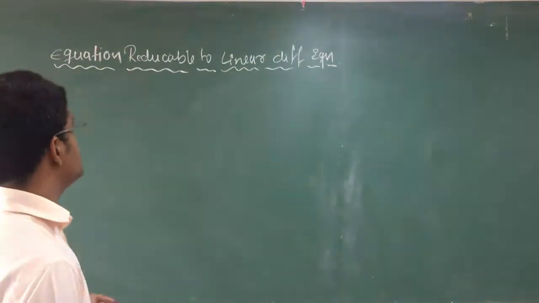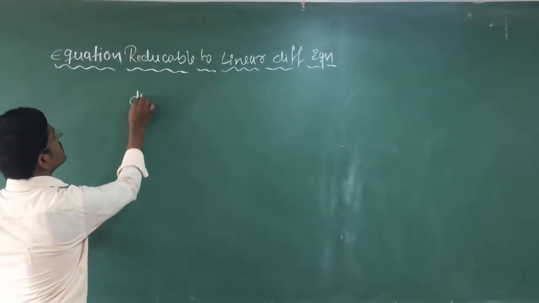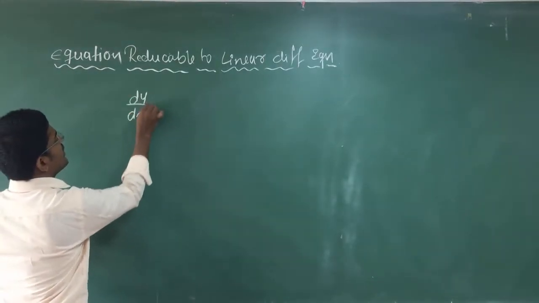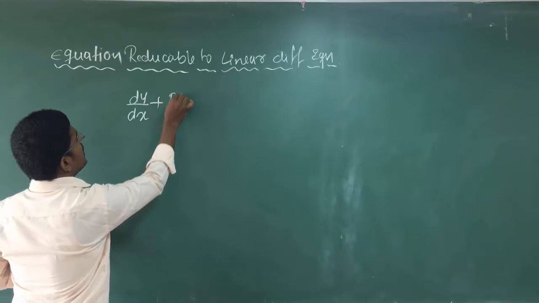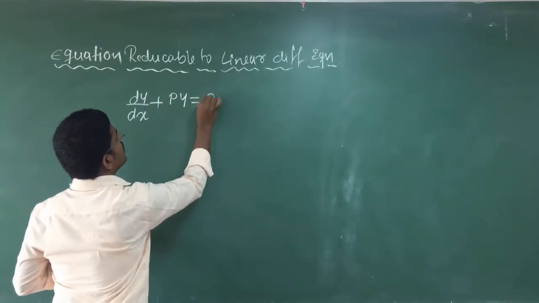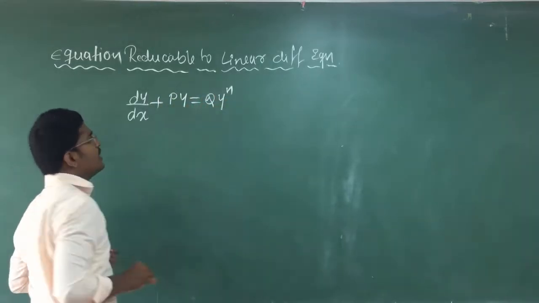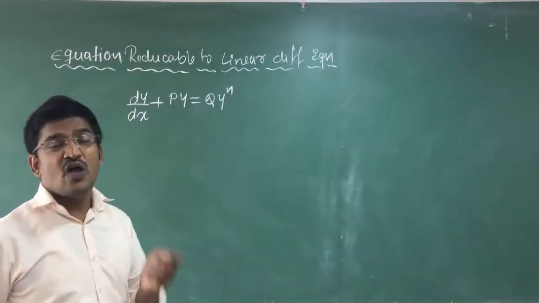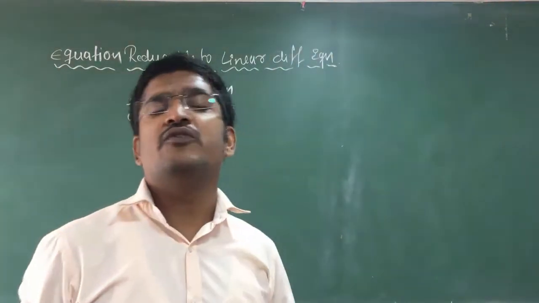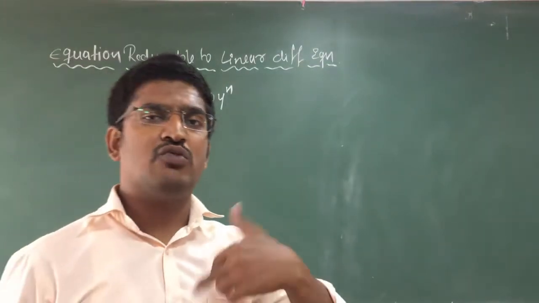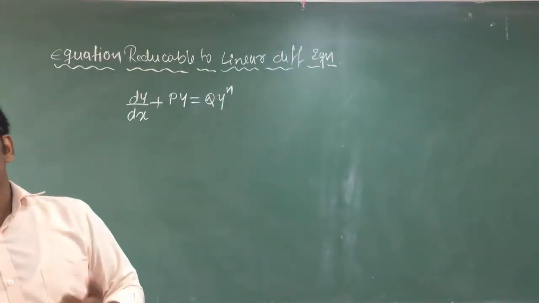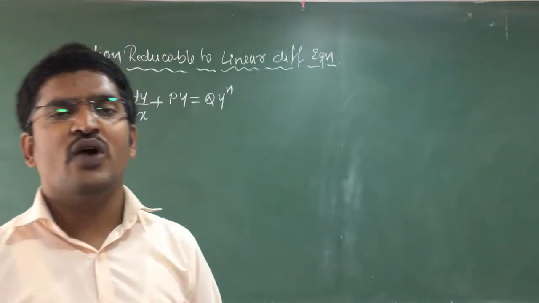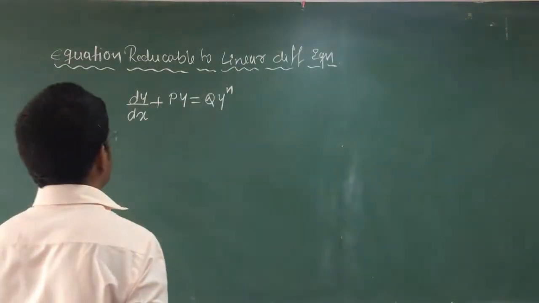For example, see here, if the differential equation is dy by dx plus py equal to q y to the power of n. Are you getting my point? So now this is not in the form of a linear differential equation. Clear? We have to convert it to a linear differential equation. Why is it not in the form of a linear differential equation?